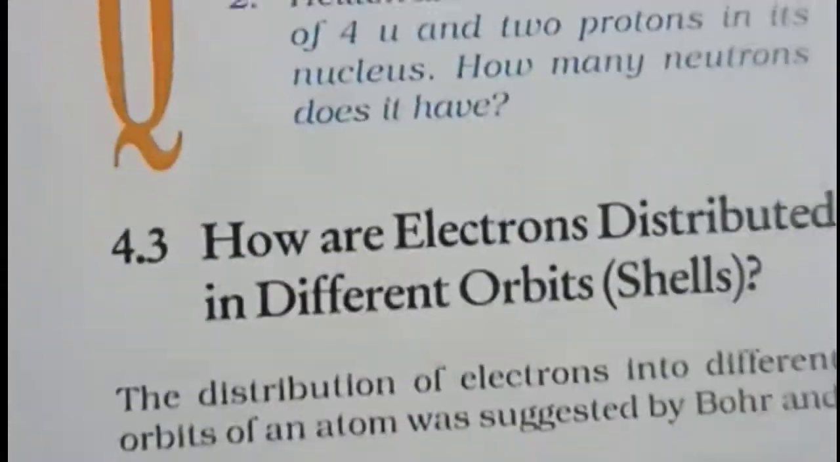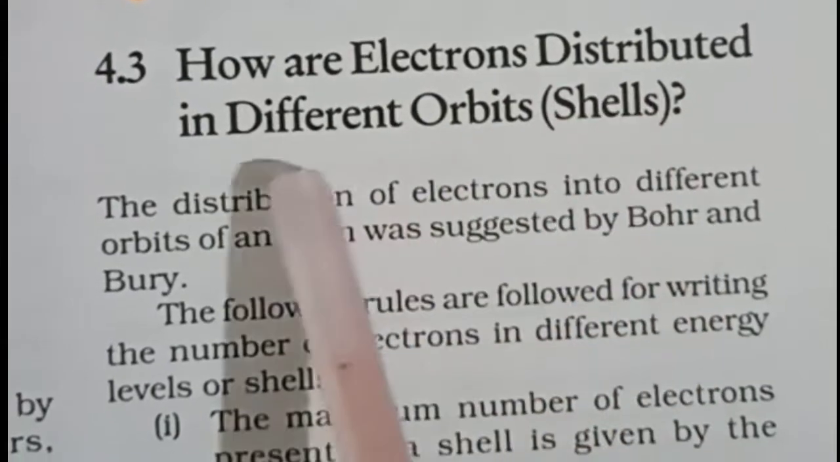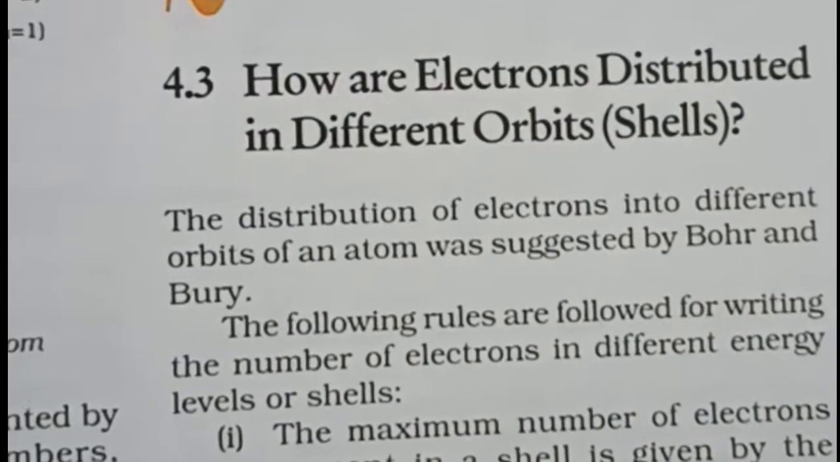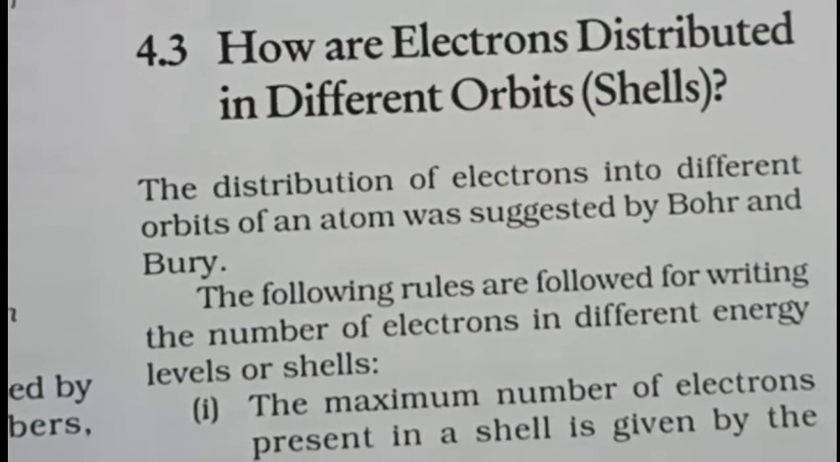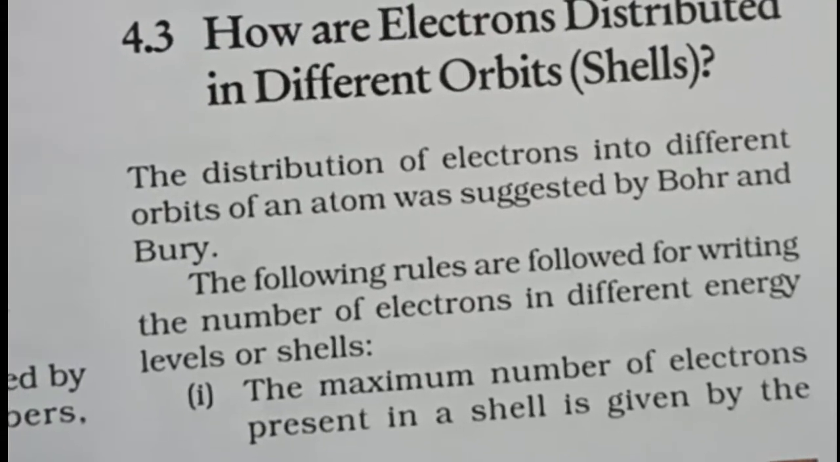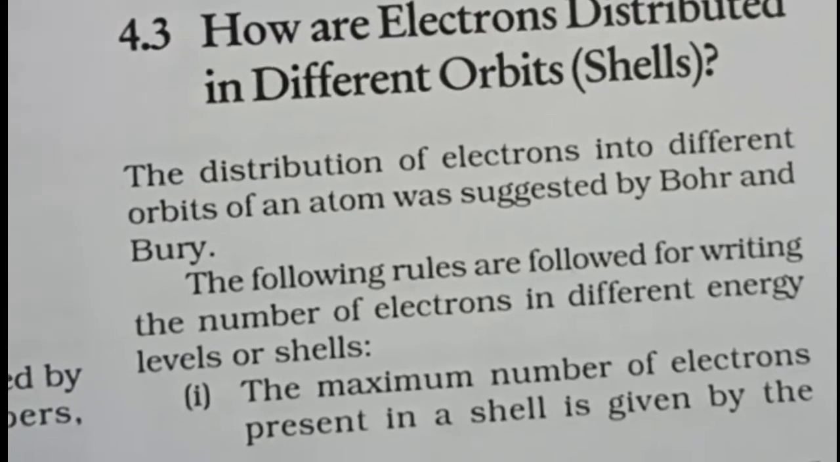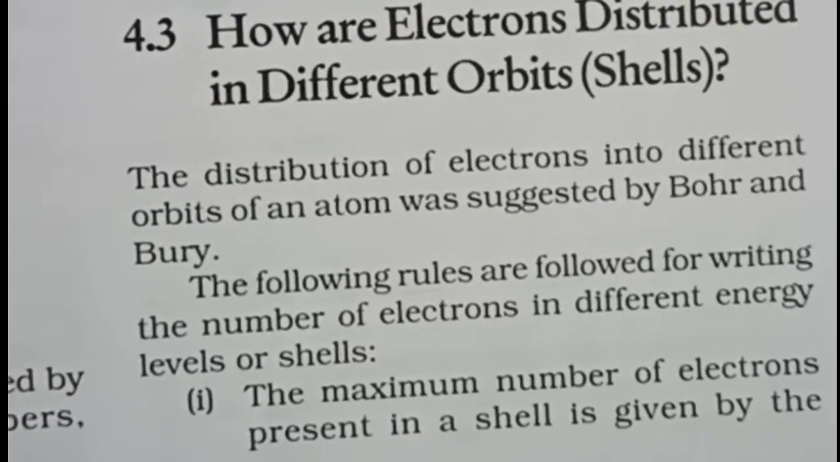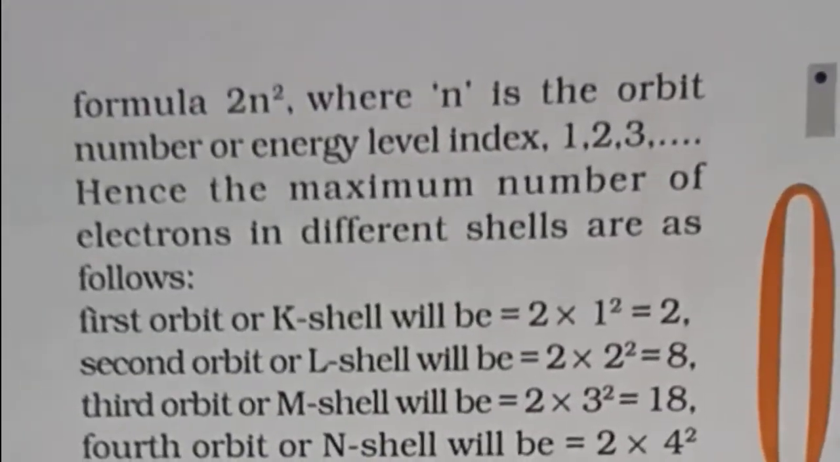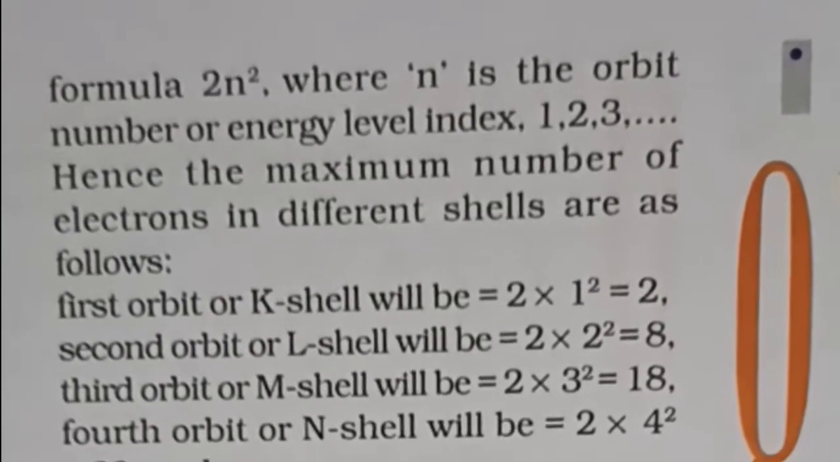Now we will see the next part, how electrons are distributed in different shells. The distribution of electrons in different shells of an atom was suggested by Bohr and Bury together. And this just now I discussed in Bohr's model of an atom. The maximum number of electrons present in a shell is given by the formula 2n squared, where n is the orbit number, that means one or two or three, like that.